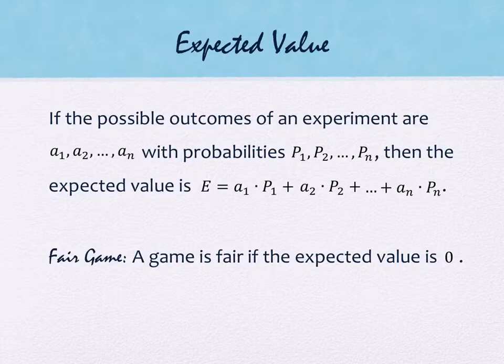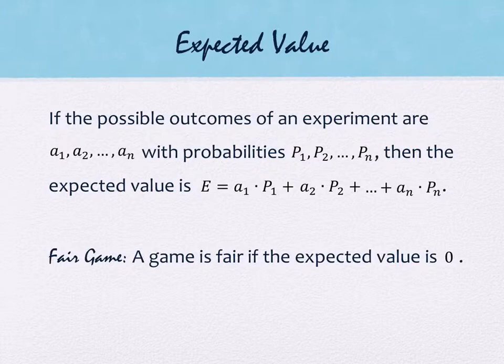So if the outcomes of an experiment are A1 through AN, with probabilities P1 through Pn, then the expected value is A1 times P1 plus A2 times P2 all the way down until we get to the very last probability and outcome. And if a game is considered fair, then it means that the expected value is 0. Now, contextually, what that means is if you played the game enough times, you would have an equally likely chance of having no money gained as you, I mean, your expected outcome would be that you didn't lose or gain any money by doing it.